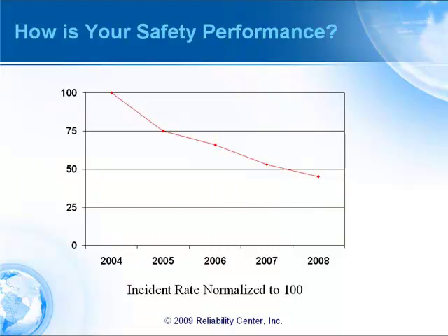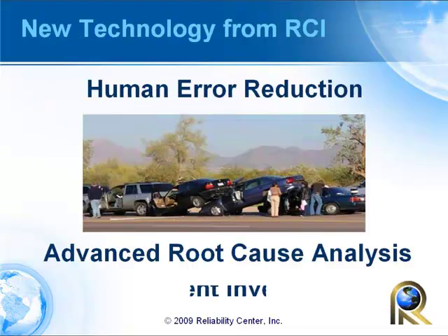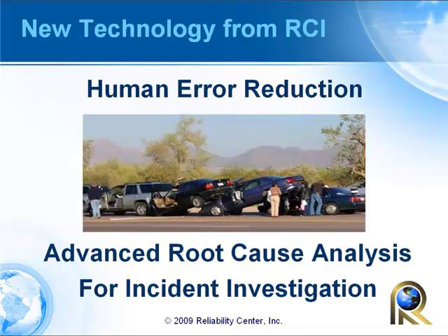Take a look at this incident rate data for the past 5 years. The data has been normalized to 100 starting in the year 2004. You can see this company has done a good job of achieving better than a 50% reduction in incident rate over the last 5 years. While many companies are achieving major improvements in personnel safety, and often they're using a behavioral-based safety program, RCI has developed new technology involving human error reduction and advanced root cause analysis for incident investigation.